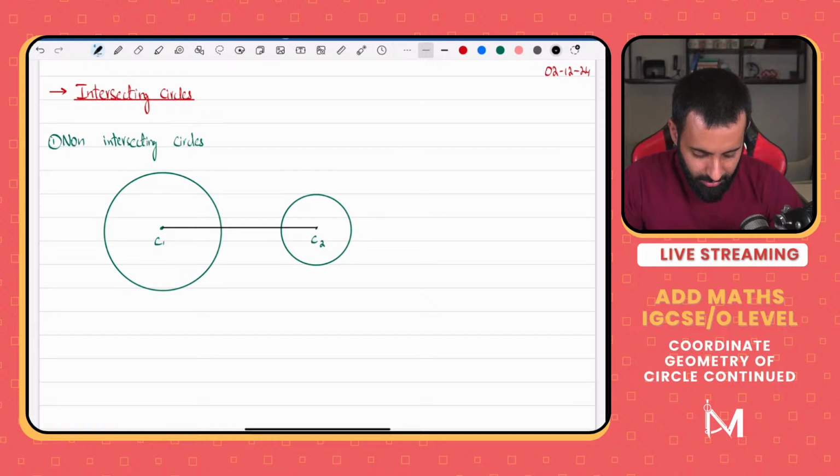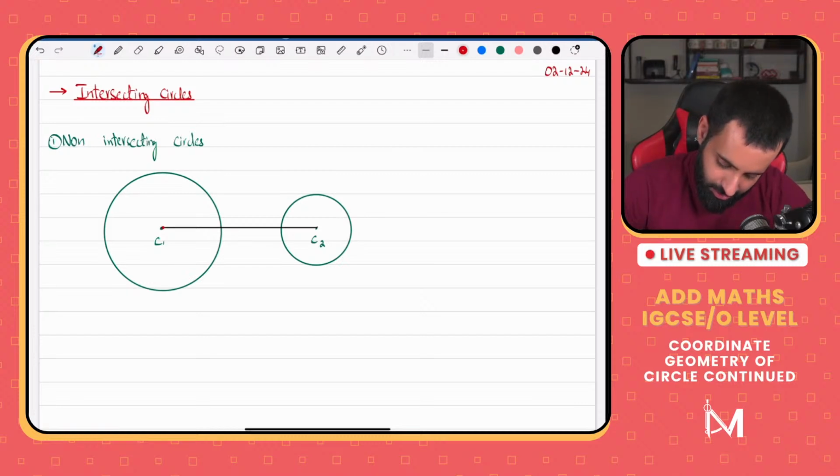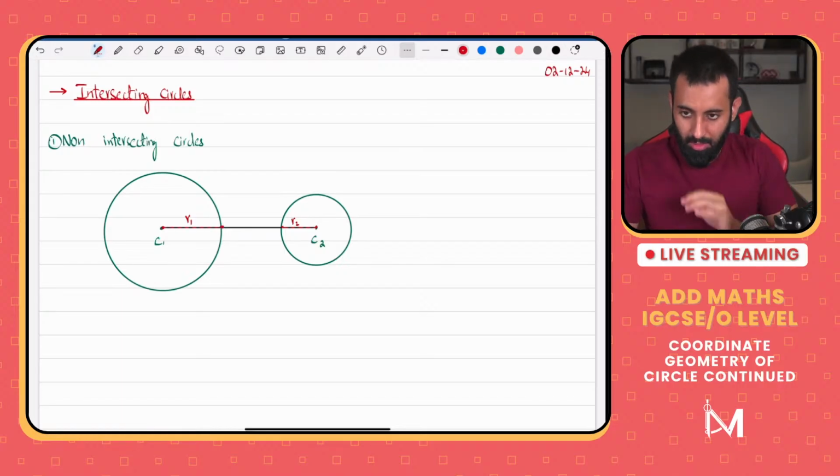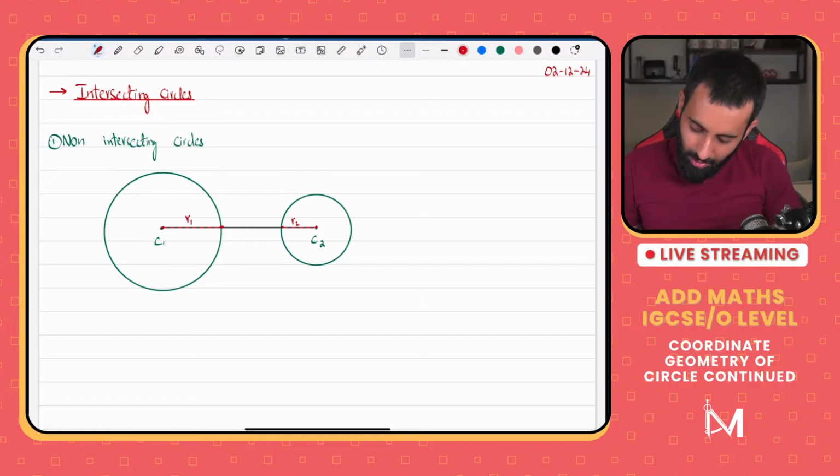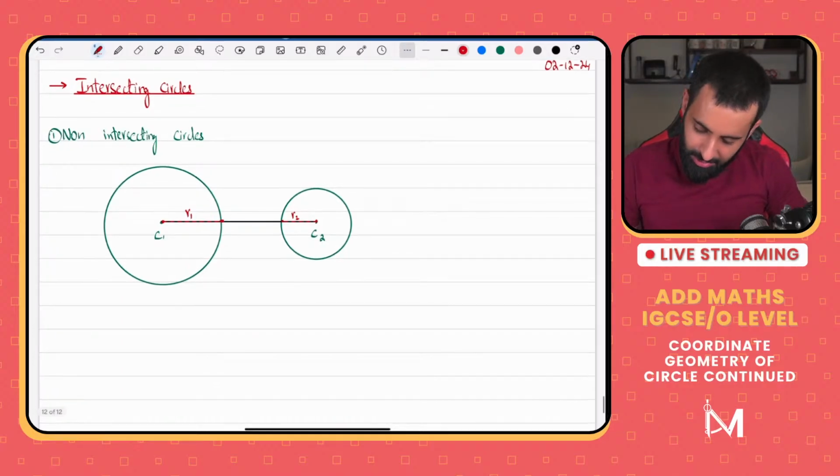So here's how this works. The radius of the big circle is R1. The radius of the small circle is R2. Okay, I'll make a dotted line so you can see. Here it is, and here it is. So these circles, clearly we can see they're not intersecting.